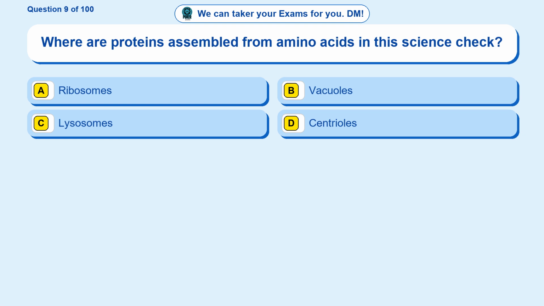Question 9. Where are proteins assembled from amino acids in this science check? Option A, ribosomes. Option B, vacuoles. Option C, lysosomes. Option D, centrioles. The correct answer is option A. Ribosomes.